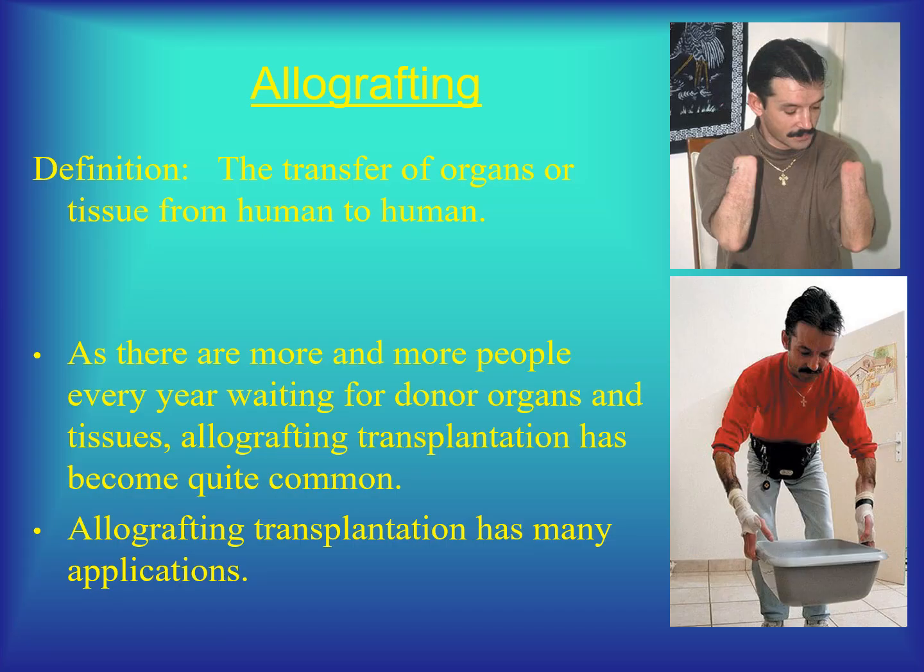Moving forward to the second category, which is the allograft, and the process is known as allografting. It is the process of transfer of living tissues, organs, and cells from one individual to another individual. In this case, the individuals are different, but they belong to the same species, as already explained previously. As there are more and more people every year, there is a huge wait for donor organs and tissues, and thus allograft transplantation has become quite common in recent years. Allografting transplantation also has several other applications.